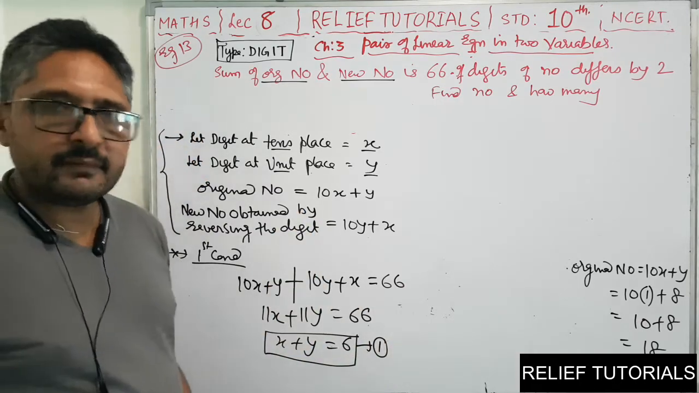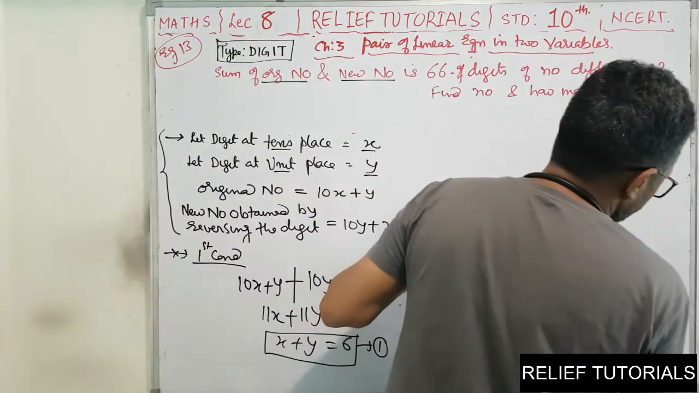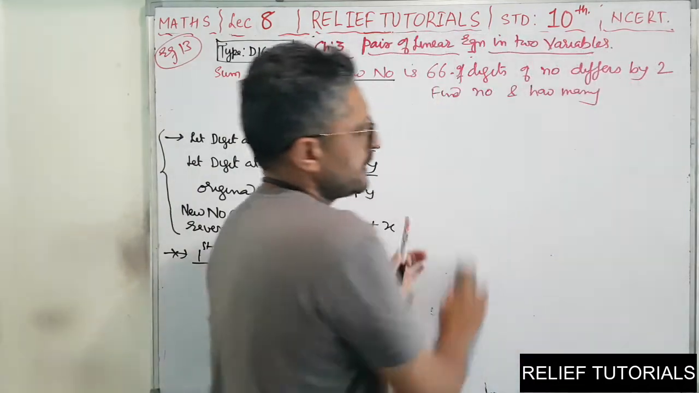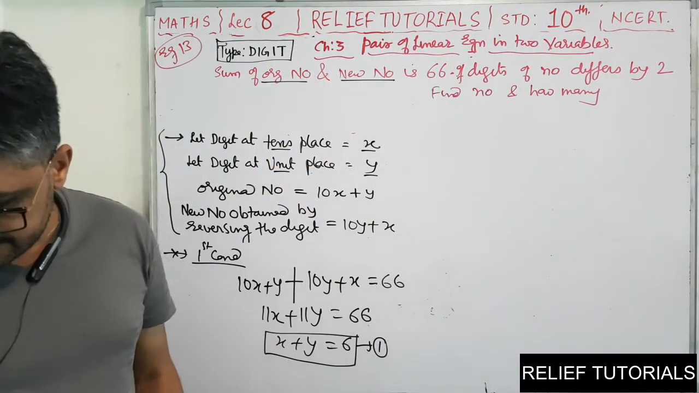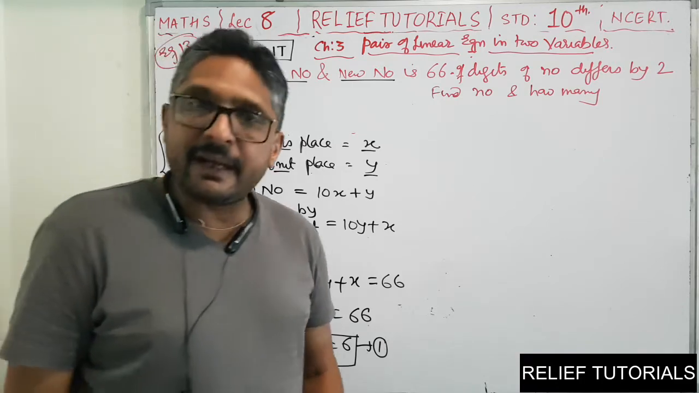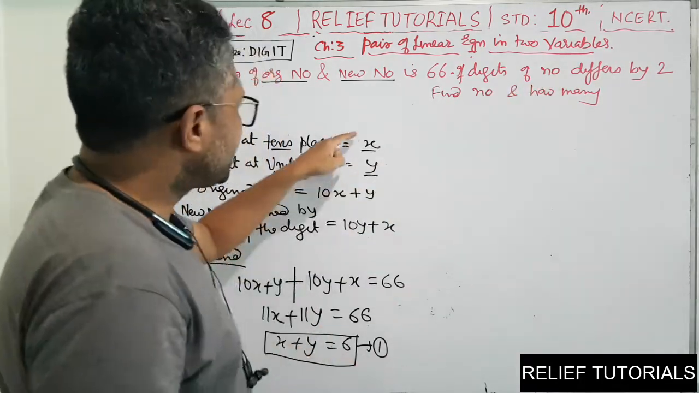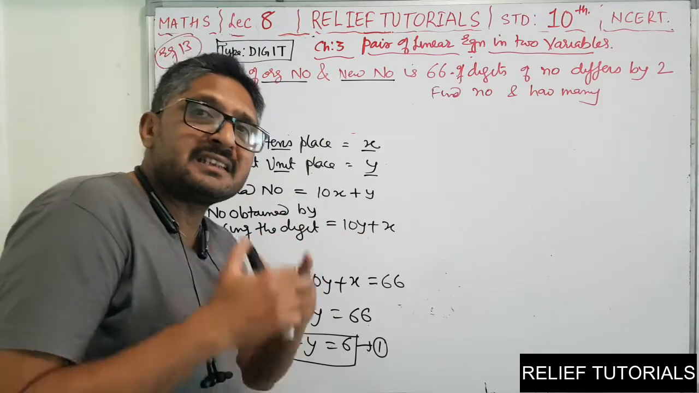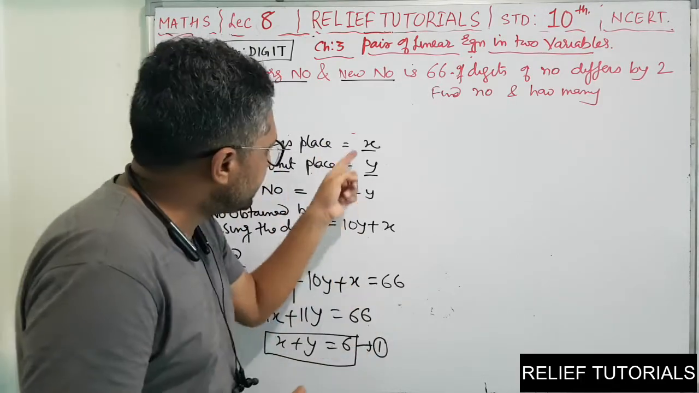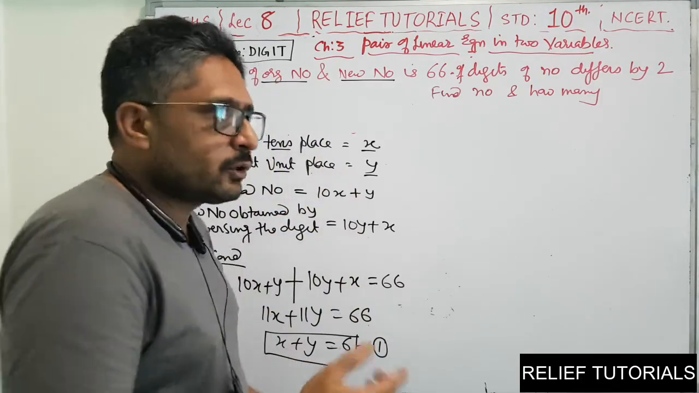Clear? Now, first condition is over. Now what this is, a number differs by, digit differs by 2. So these digits differ by 2. That is, the difference between these two digits is 2. So that can be how?